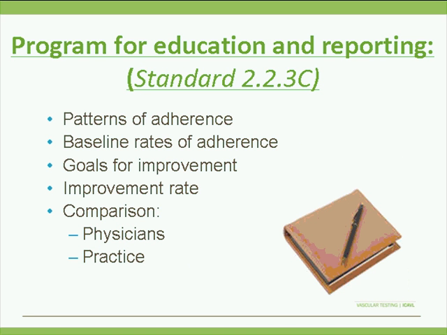An important component of the requirements involves education and reporting. Based on the results of the appropriateness measures, facilities are required to develop a program for educating and reporting appropriate use, which includes patterns of adherence to appropriate use criteria, baseline rates of adherence, goals for improvement of adherence to appropriate use criteria, measurement of improvement rate, and confidential comparison of reports on patterns of adherence in aggregate by ordering physician, ordering practice, and interpreting physician.